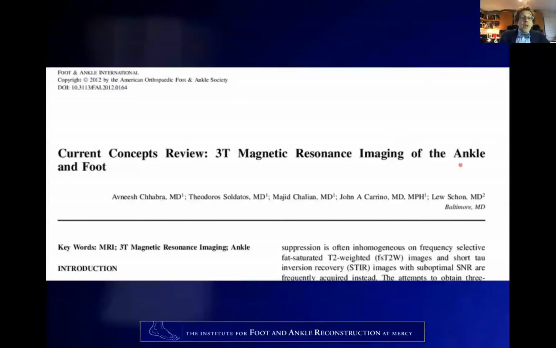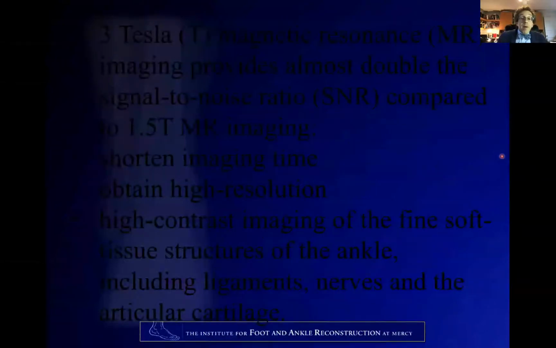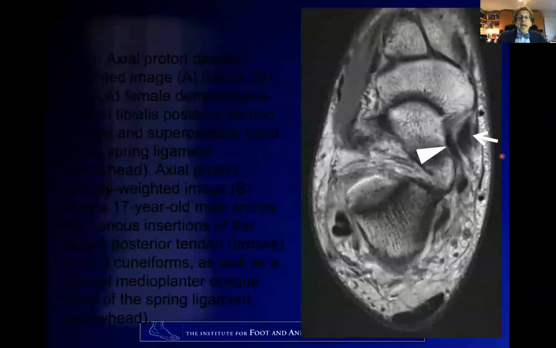I want to point out this review that we published in Foot and Ankle International in 2012 with my colleagues at Hopkins, looking at 3T MRI of the ankle. 3T MRI allows us to do a high resolution scan and gives us a faster acquisition of the material. And also we can look more carefully at the structures in finer detail.